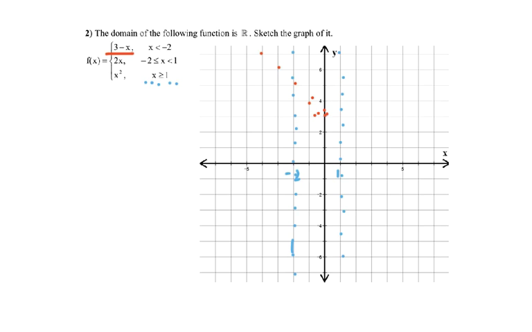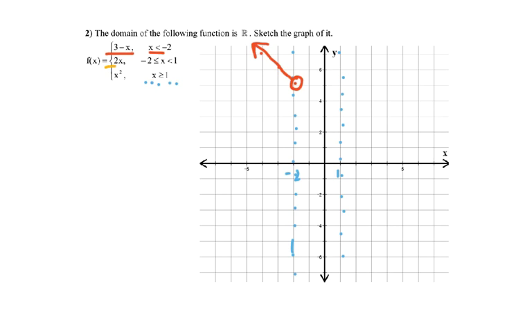So here, notice that this does not include -2, so we're going to have a hollow dot here at -2, and our function's going to go back this way. And so let's erase these little scribble marks here. So that's the first section of the graph.